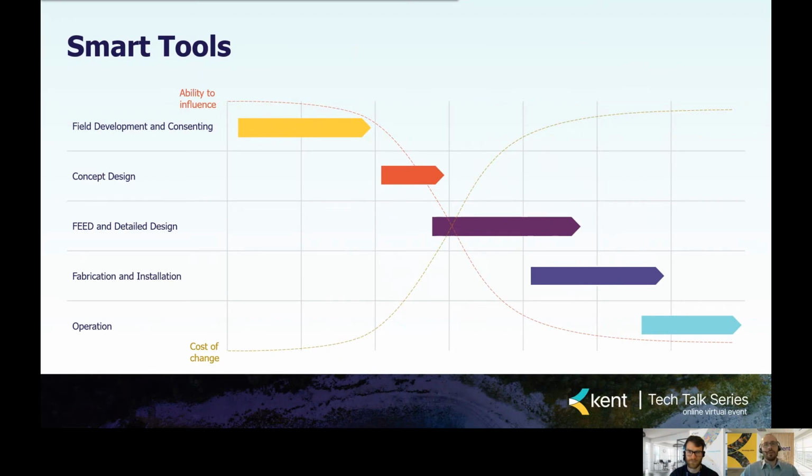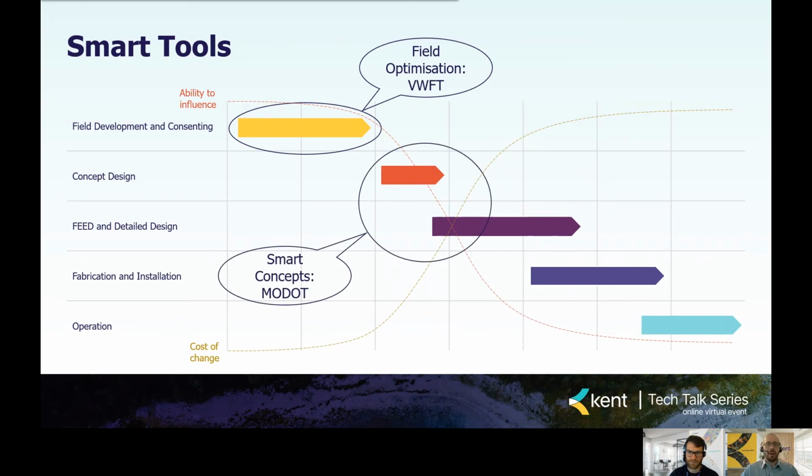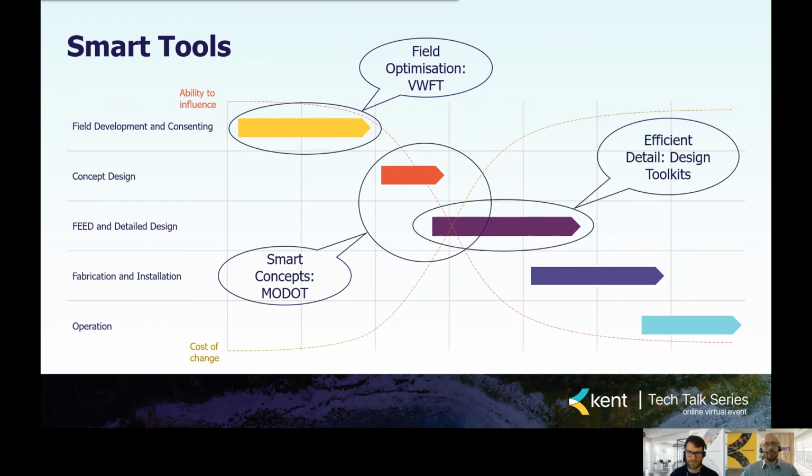So really we focused on the front end of the process here, and today we're just going to touch on three of the tools Kent have been developing to give a snapshot of what's going on. So first, looking at the very front end, field optimization with the virtual wind farm tool. Then MODOT, our design optimization tool, into concept and start of detailed design, and then in a bit more detail through detailed design, some of the toolkits developed.